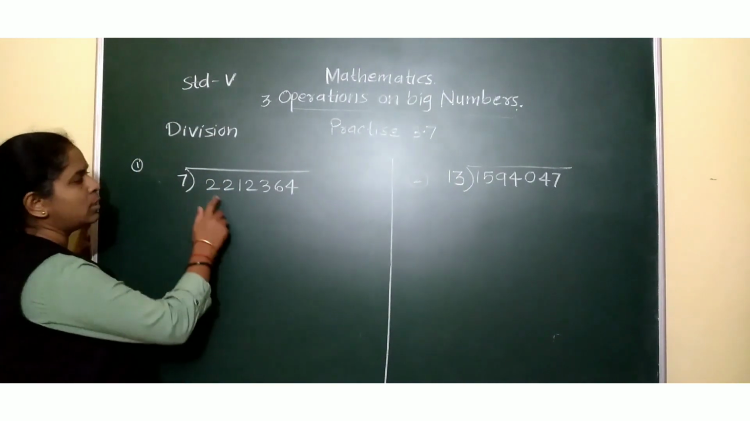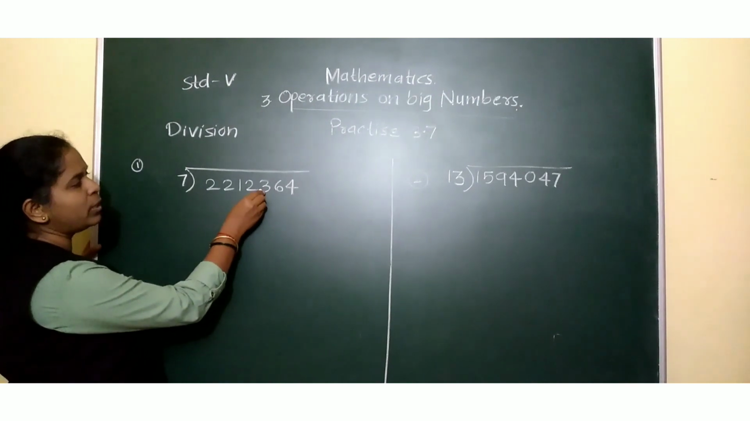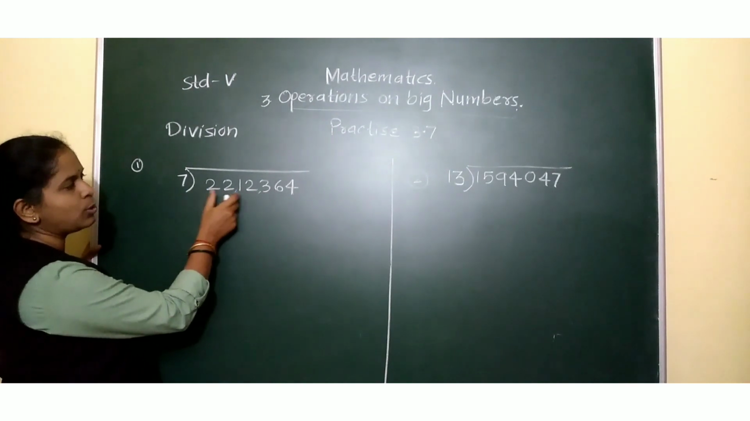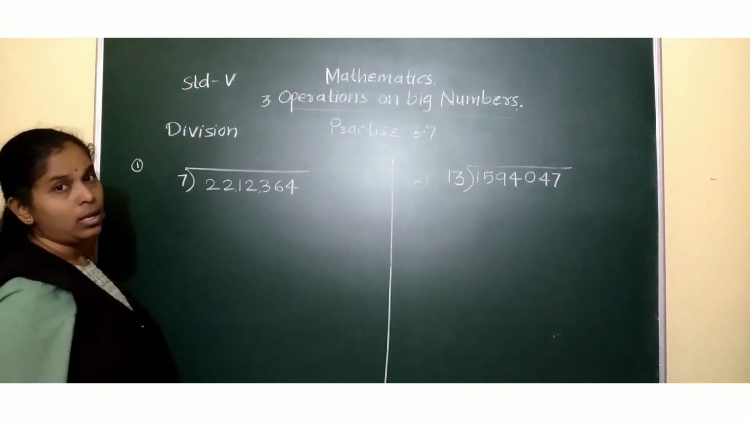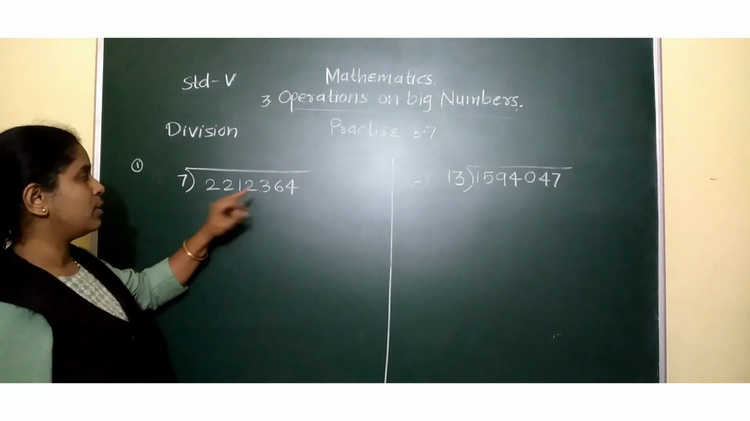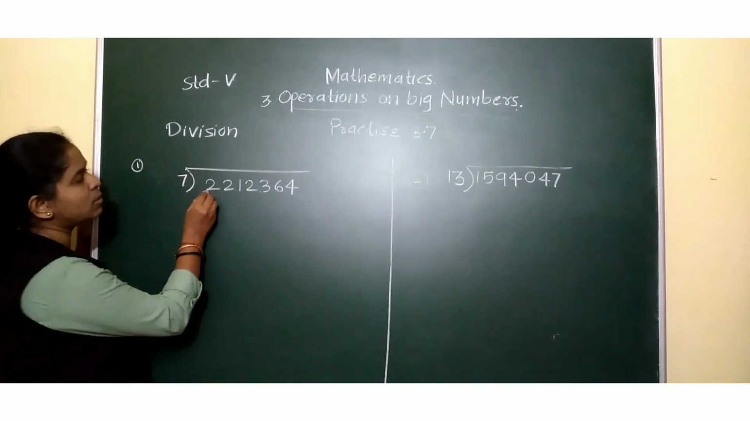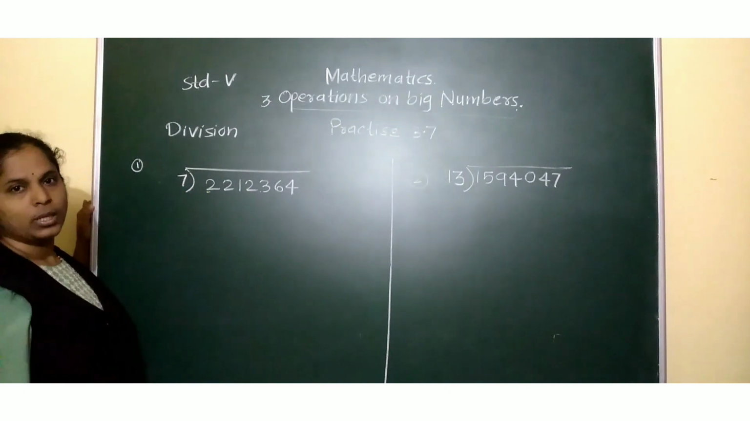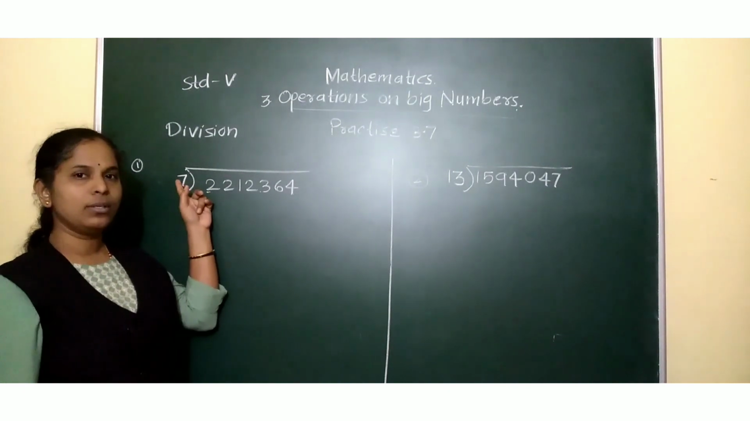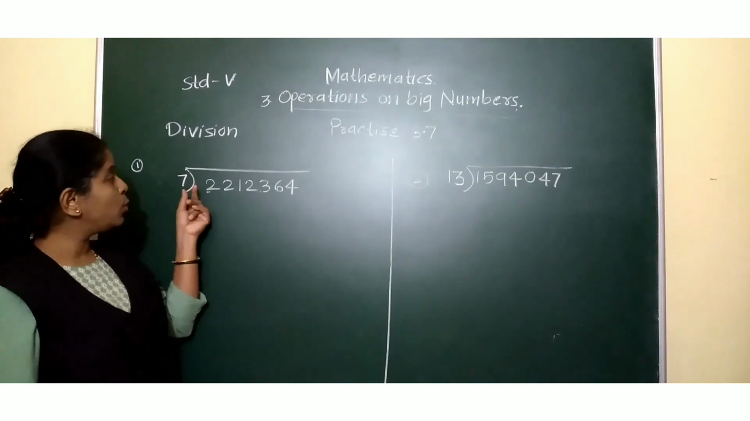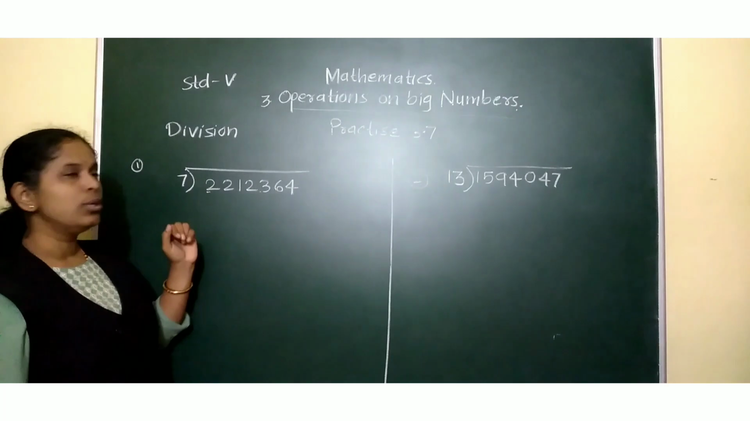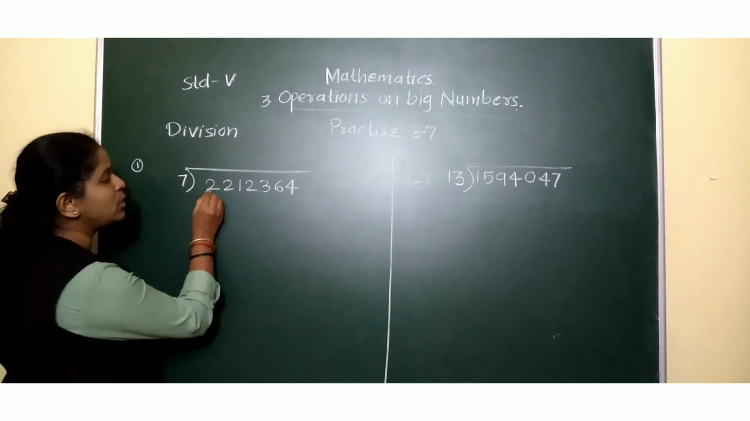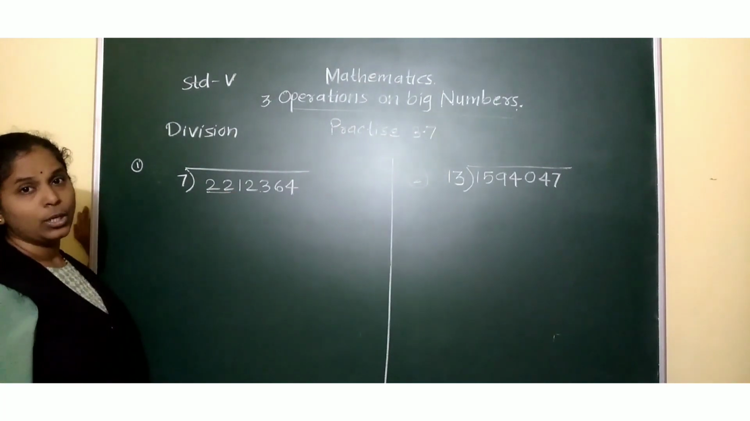See here, this is the number. How to read the number? 22,12,364. We have to divide it by 7. Now how to divide? See here, first take this digit 2. Can we divide 2 by 7? No, because 2 is smaller than 7. Correct? We cannot divide 2. Then what to do? Take this 2-digit number 22.